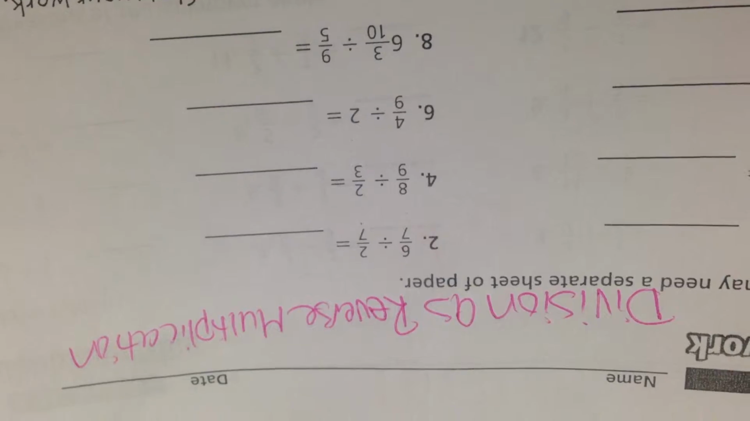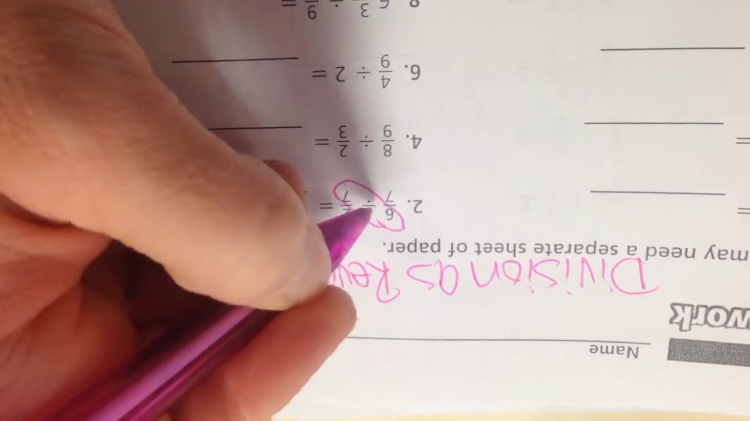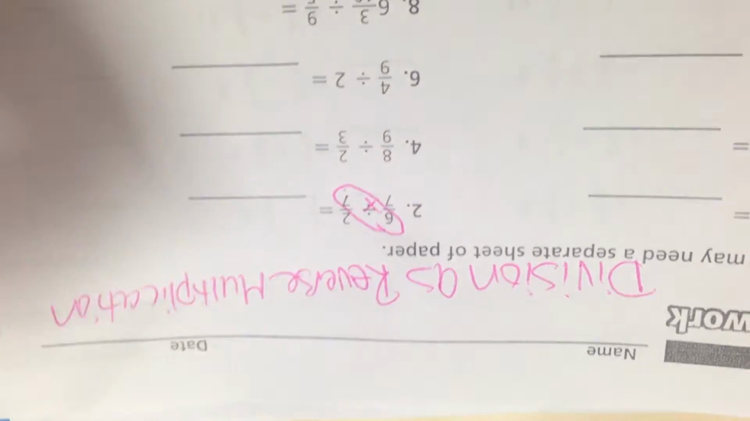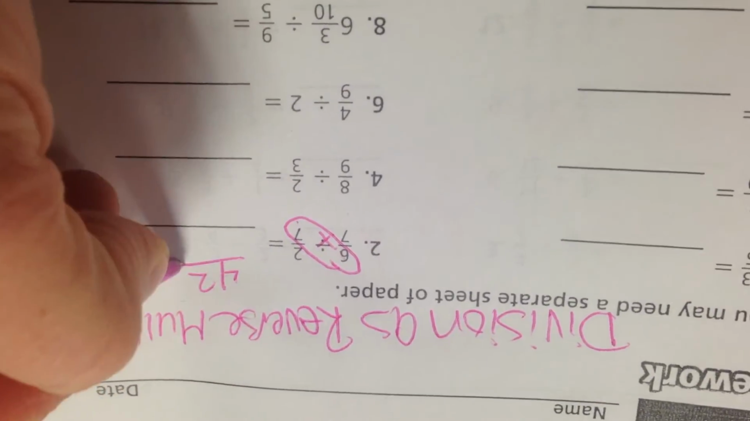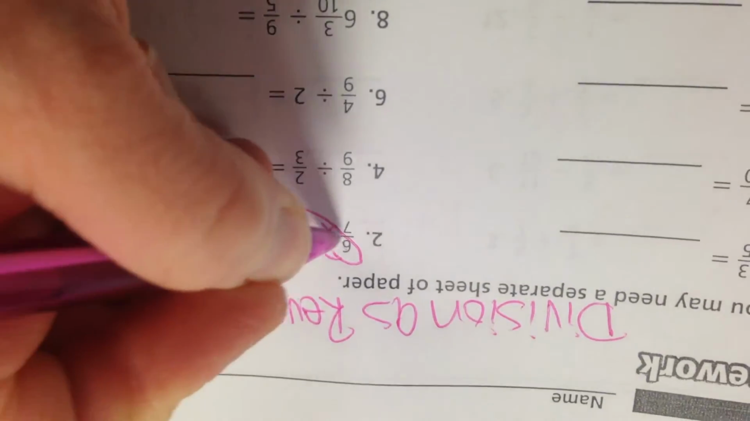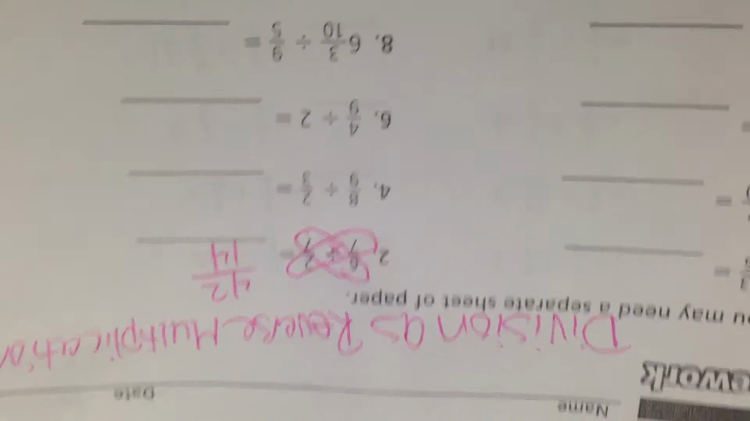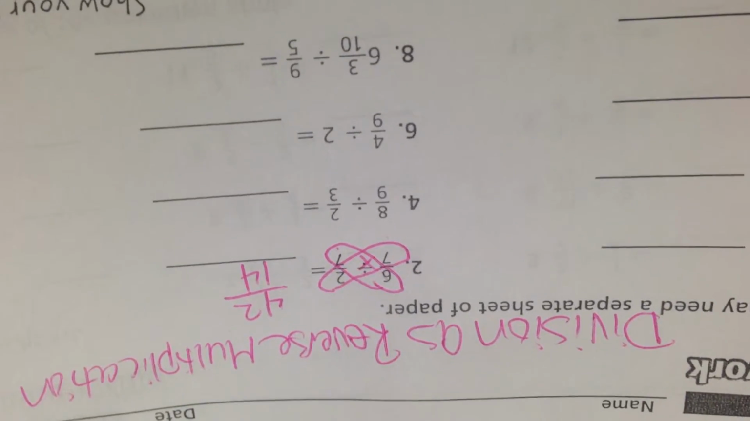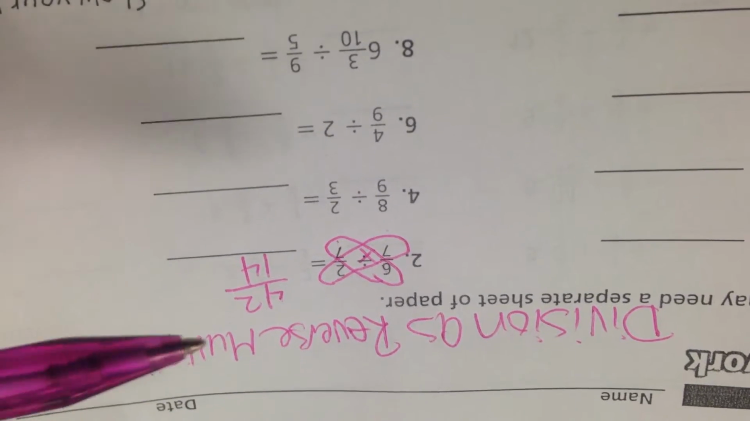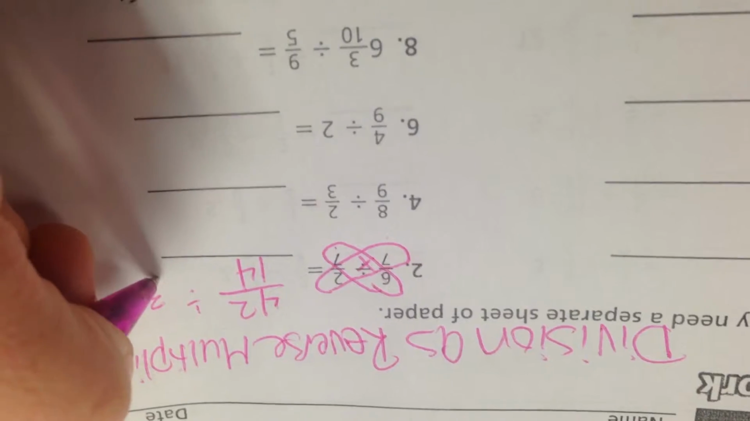So one method that we showed them is just doing 6 times 7 to get 42, and that becomes your new numerator. This is 2 times 7, and that becomes your new denominator. And then you need to simplify. When you simplify, you're technically kind of dividing, figuring out what number can be divided into both. And in this case, it comes out into an even 3.